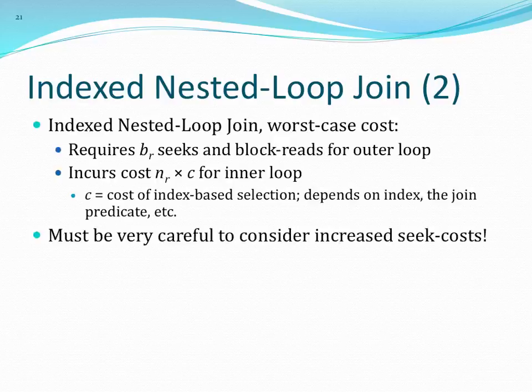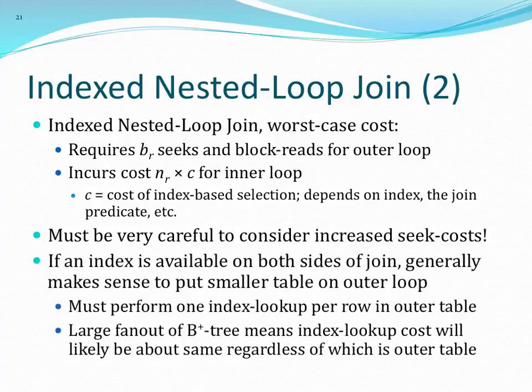Okay, yeah, so we have to consider these increased seek costs. That's basically from the inner loop when we're doing all this index lookup. Because remember, we have to navigate down the index, and then we turn around to the table and ask for the record because we're doing a join. And so we have to think about this kind of thing.